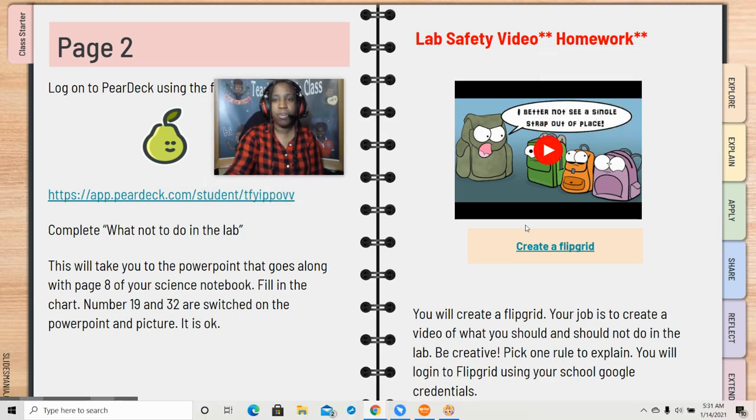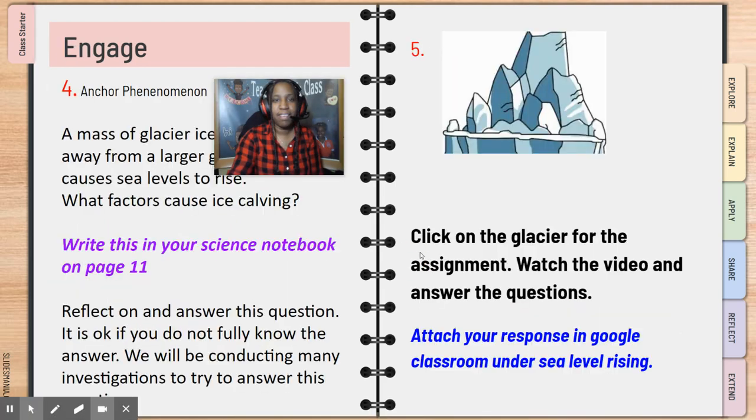Now, today we're going to practice making a Flipgrid. This is just to get you acclimated to the site so that you can make a video. It's a real quick, simple video. What I want you to do there is just pick one rule, any rule you want, and explain what you should do and what you shouldn't do. And then you have this video to help guide you with that.